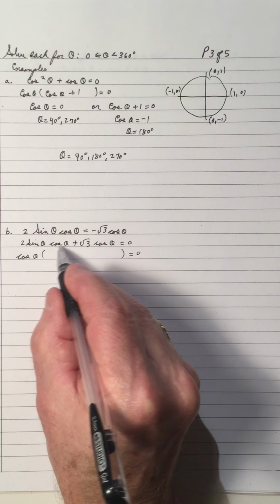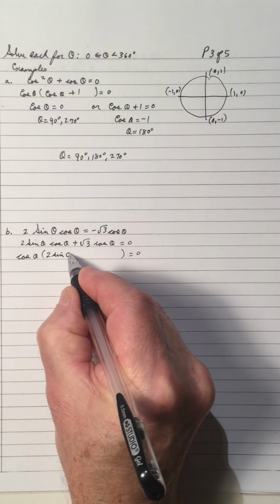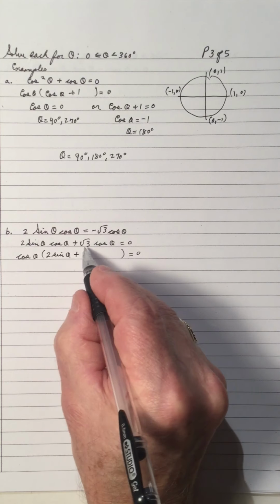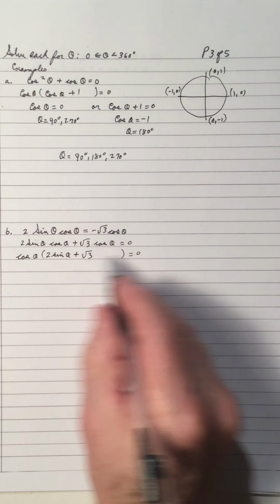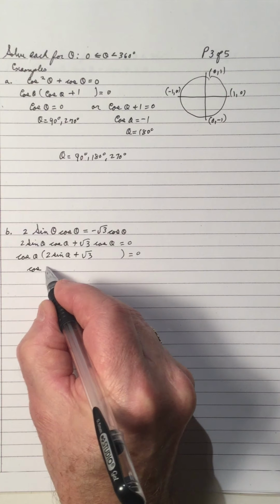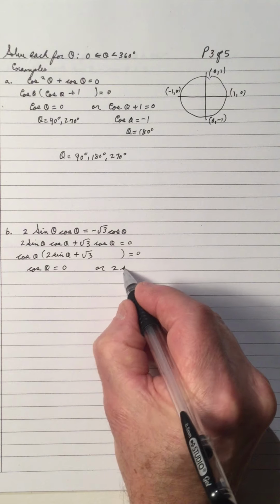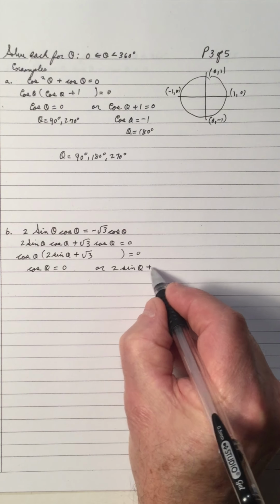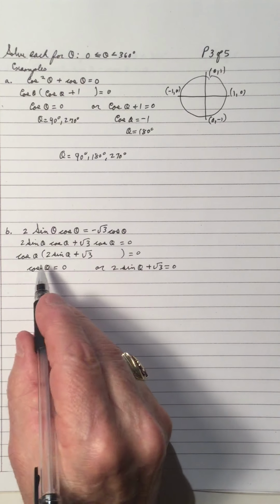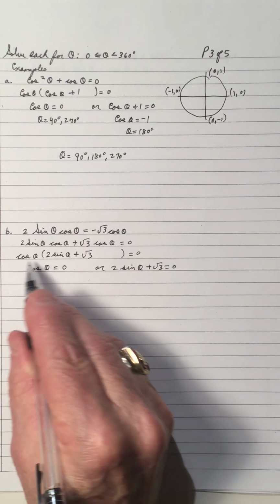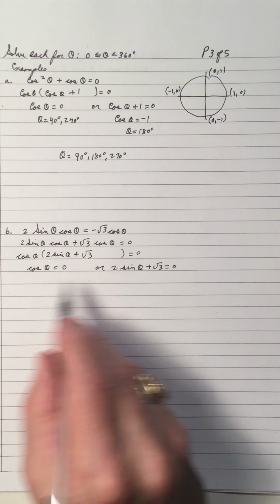So 2 sine theta cos theta divided by cos theta gives me 2 sine theta, and root 3 cos theta divided by cos is root 3. Now that I have them factored, I have two possible factors: cos theta equals 0, or 2 sine theta plus root 3 equals 0. We practiced this in the first video where we had a product of two expressions and we let each of them equal 0 because this is a quadratic.